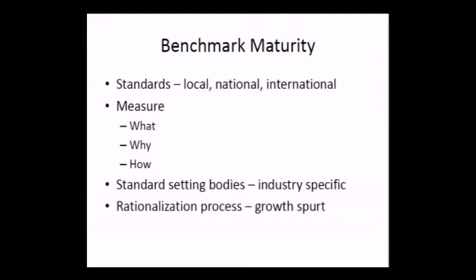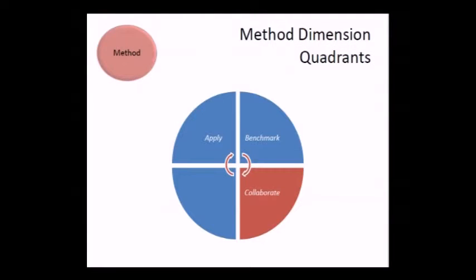So while we have methods, the method itself consists of some of these aspects: the learning quadrants, the learning applied quadrant, the learning benchmark quadrant. What exactly are they? A quadrant means there are four of them. This is the third quadrant. This is collaborate, a very important method quadrant.